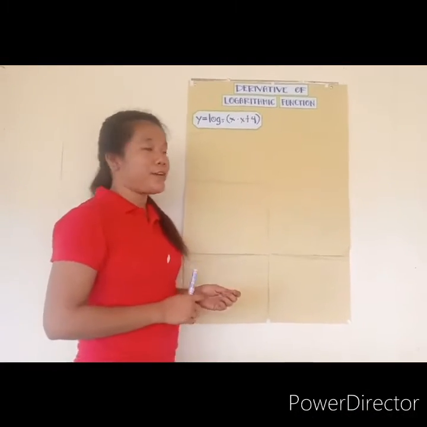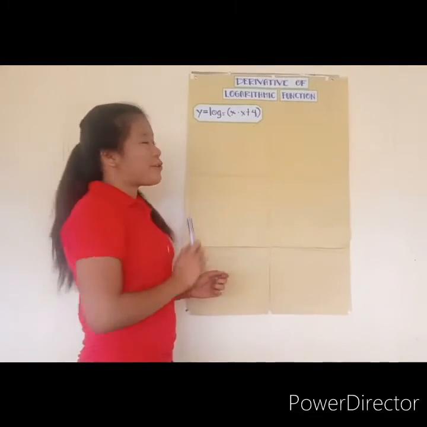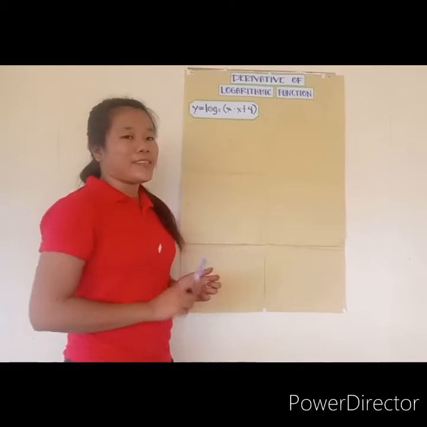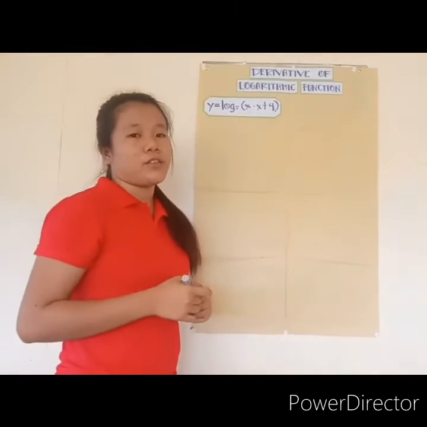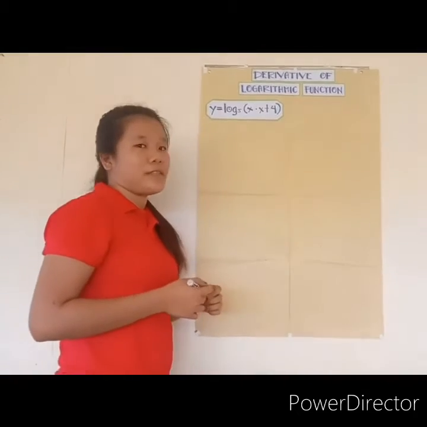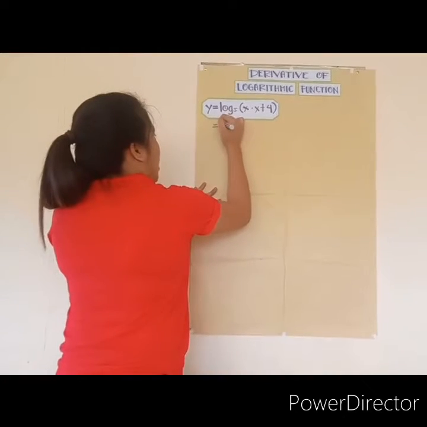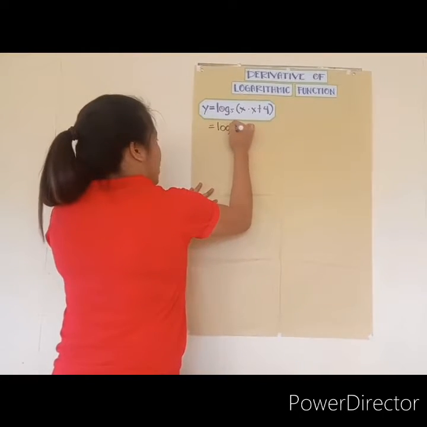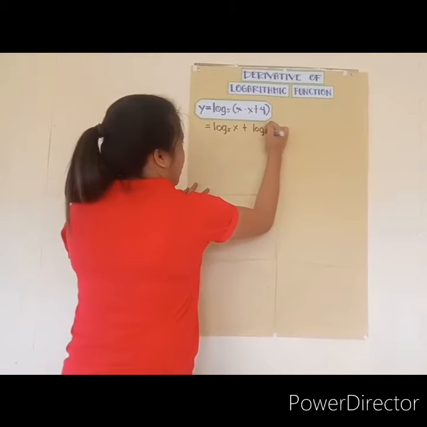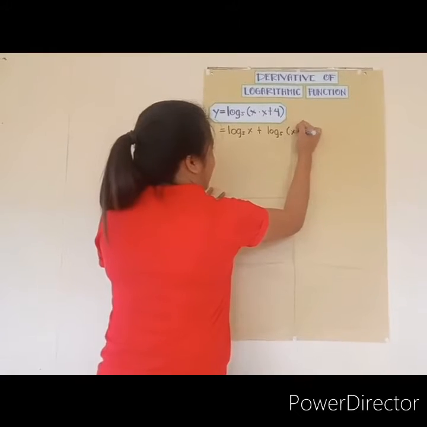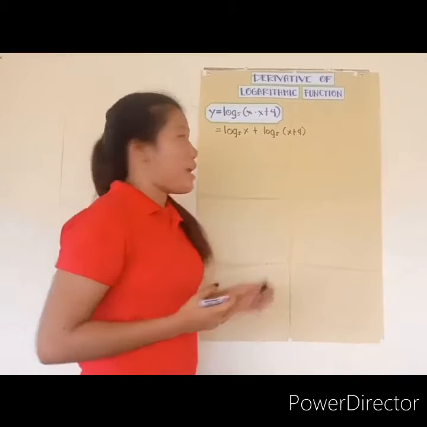So first, we have here an example of derivative of logarithmic function, which is our equation: y is equal to log to the base 5 of quantity x times x plus 4. Before we derive this problem, we need to simplify it first by using the product rule of logarithm. So it will become log to the base 5 of x plus log to the base 5 of quantity x plus 4. After simplifying, we can already derive this problem.